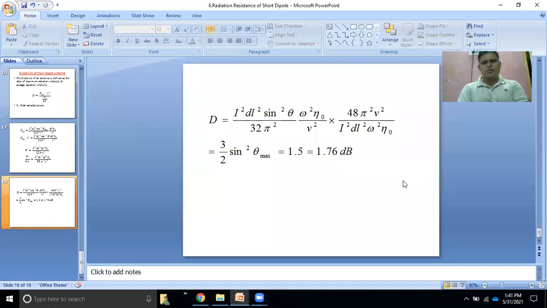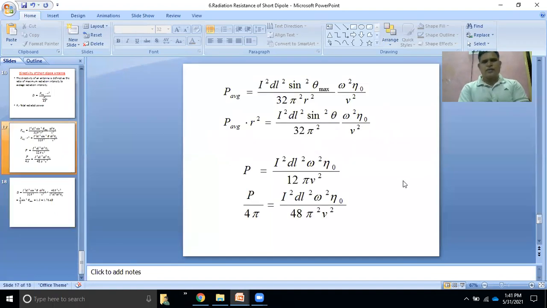For that, what you have to remember is the average power and the total power. If you remember these two equations, you will be able to answer this full question. It is a 6 marks question.